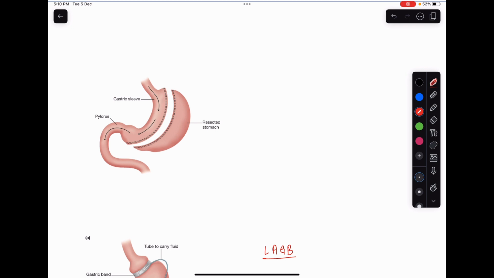So let's know about sleeve gastrectomy. In sleeve gastrectomy, using a linear stapler, we will cut a large part of stomach along the greater curvature. This is an image showing sleeve gastrectomy where a large part of stomach is cut using a linear stapler, that is along the greater curvature. This is the most commonly performed bariatric surgery, and it is relatively safe, rapid to perform, and there are relatively fewer complications related to this.